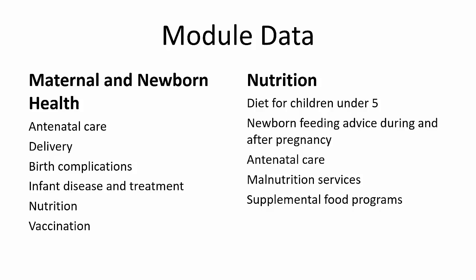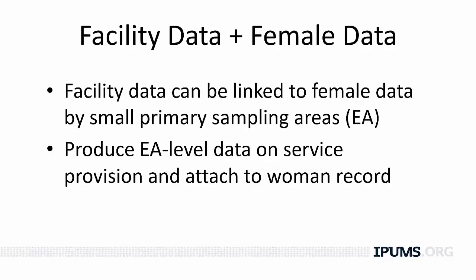As I've mentioned a few times, a key innovation of PMA is the collection of service provision data that can be linked to the person-level data of the same country and year. We recommend that you calculate information at the EA level, such as the number of hospitals or the number of facilities that provide a particular family planning method within that small enumeration area. Then you would attach that indicator at the EA level to each person record. There's a user note on our website about this with sample code in Stata, R, SPSS, and SAS.